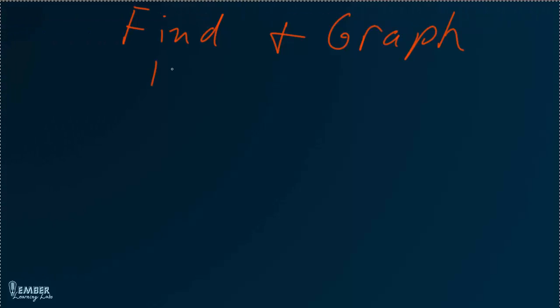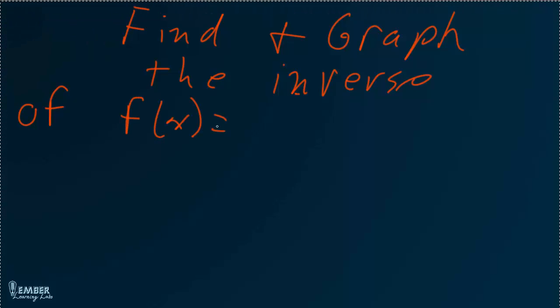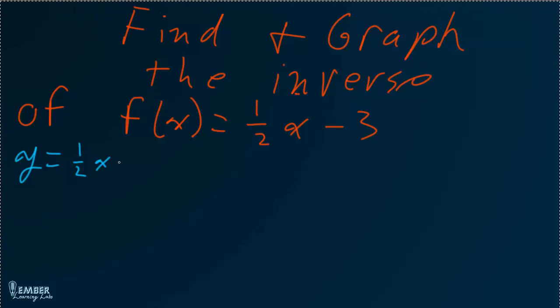Okay, so we're going to start out with this example. We're going to say find and graph the inverse of f of x equals 1/2 x minus 3. Excuse me. So the first step when we're doing this is we want to get rid of all our functional notation, because it's just going to cloud everything up. And so we're going to rewrite this as y equals 1/2 x minus 3.